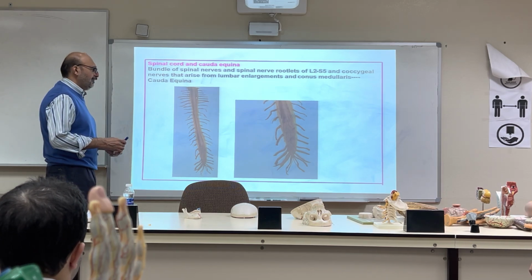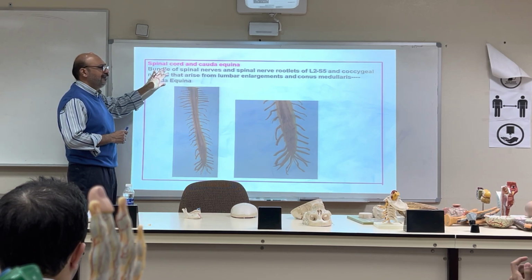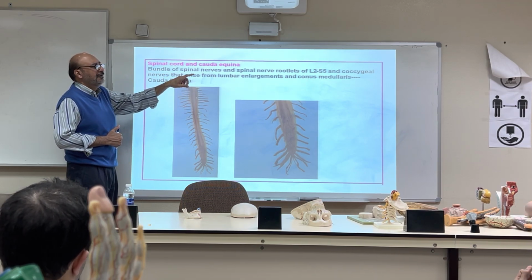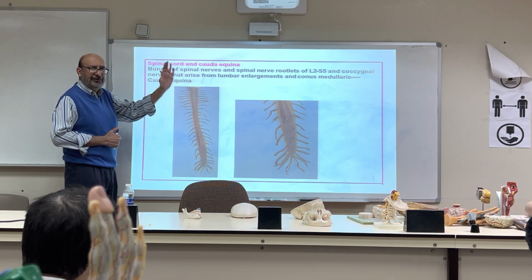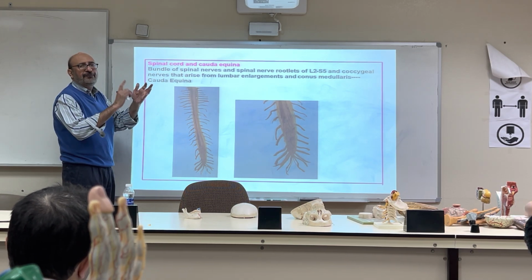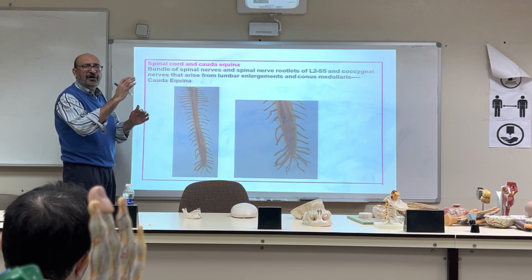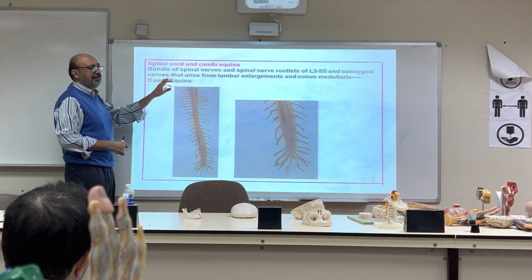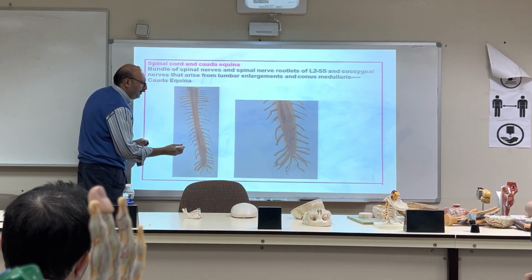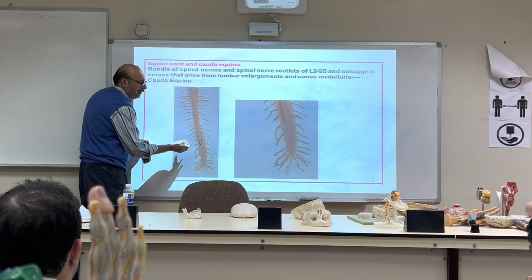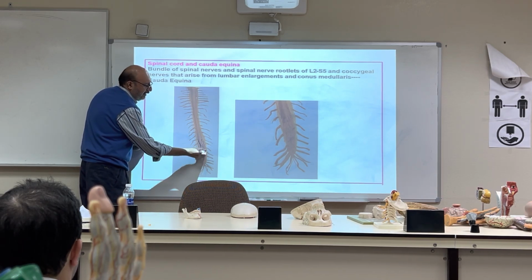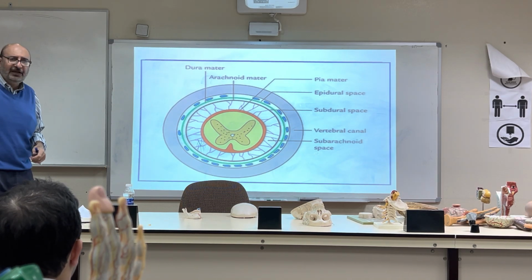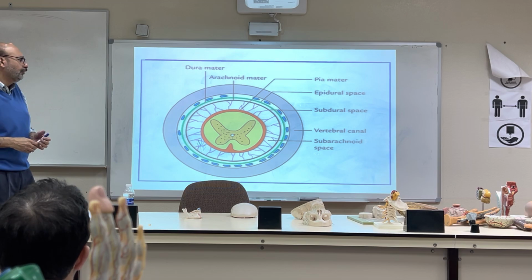Last night I received a call asking, what is cauda equina? So here is the definition: a bundle of spinal nerves and spinal nerve rootlets after L2, including L2, 3, 4, 5, then S1, 2, 3, 4, 5, and then the coccygeal. They arise from the conus medullaris, make a bundle, and this bundle is called the cauda equina, floating in the CSF.